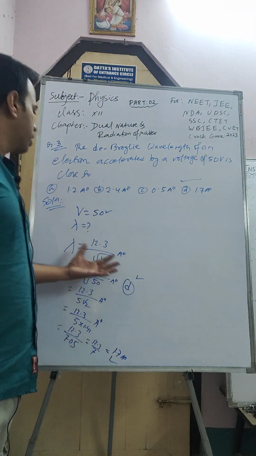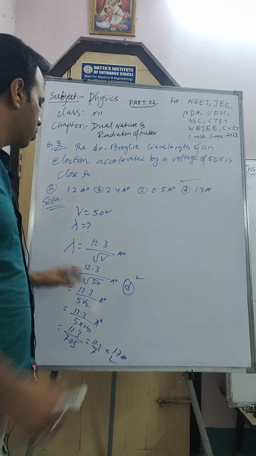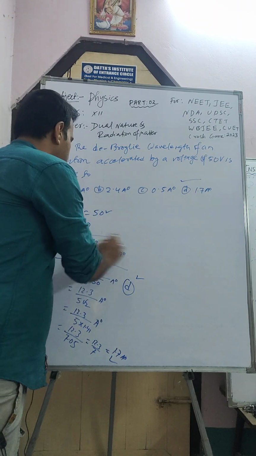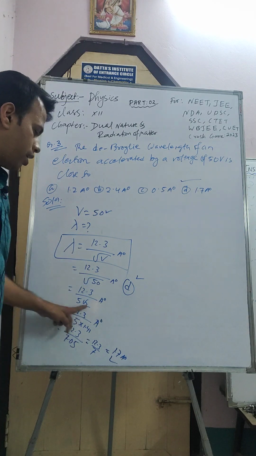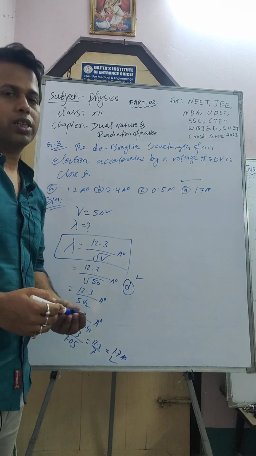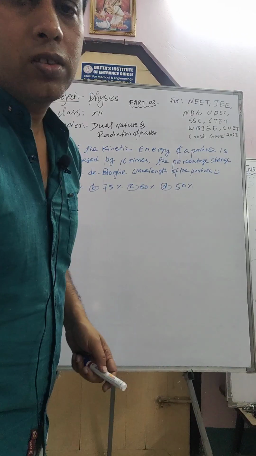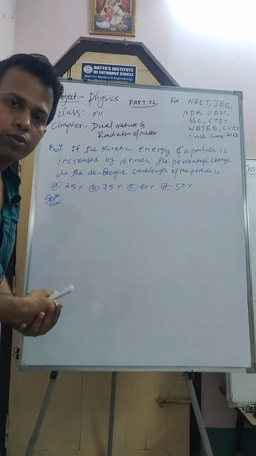So got my point? What I am trying to say? They given V is what? Lambda we have to find out. So we know that lambda equal to, this one is the formula, lambda equal to 12.3 by root over V. So if you put this value, after simplification it becomes 1.7. Which option is correct? Option D is the correct answer. Okay. So here is another interesting question. That is question number 4.